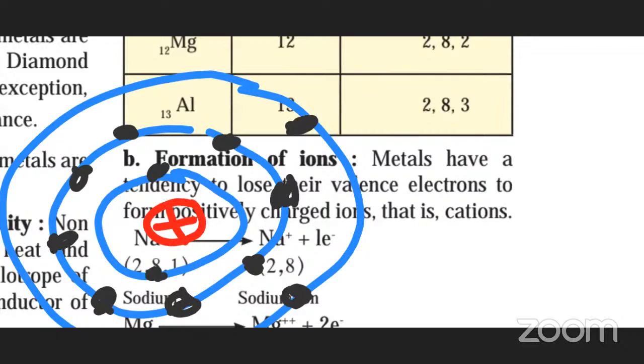How many shells are present here? Three shells, right? How many blue circles are there? Three. And what I said is electrons in the last shell. Last shell means this shell. How many electrons are there in the last shell? Two. Yes, Pooja, very good.